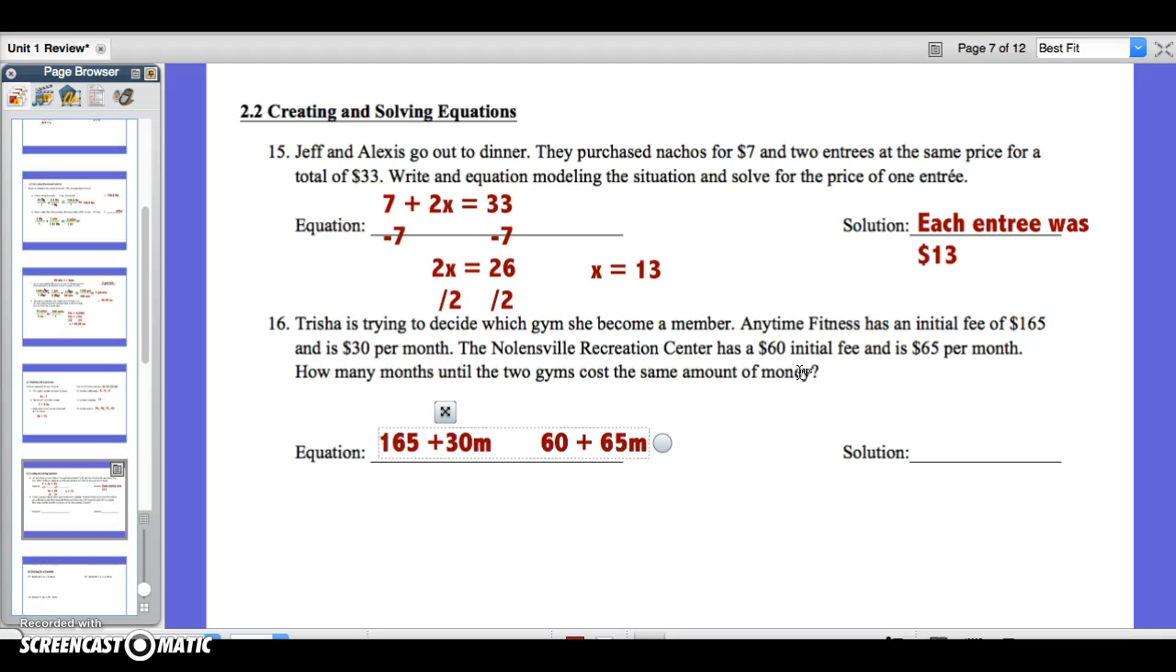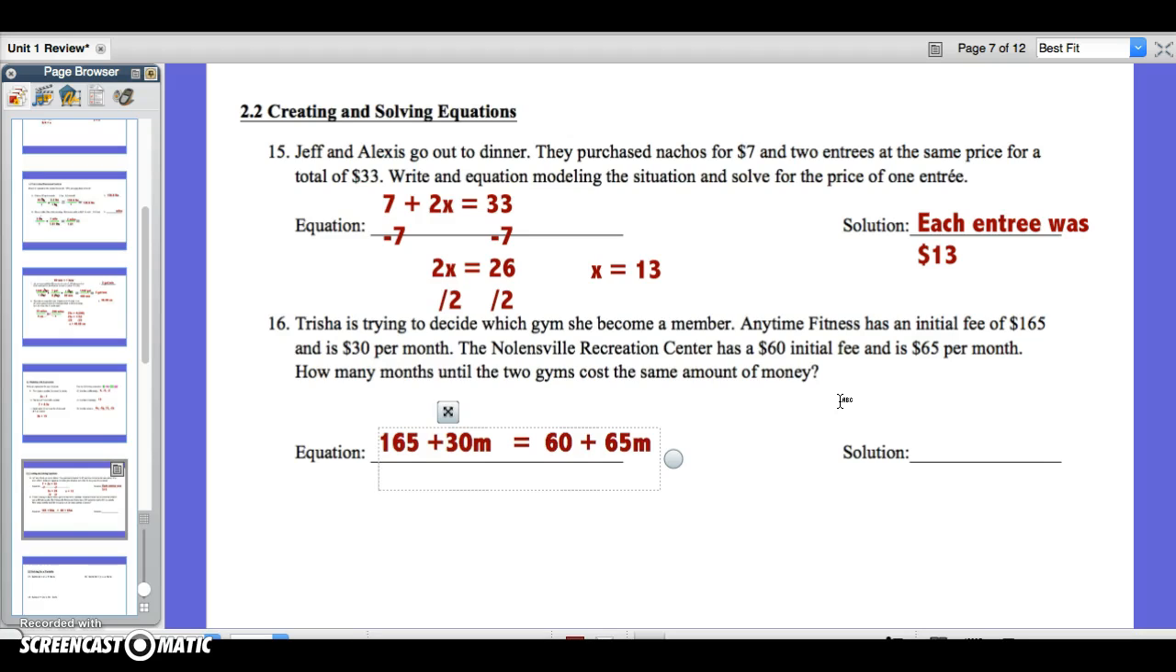Continuing to read this question, it says, when will these two gyms cost the same amount? When it says the same amount, I know that I want to set them equal to each other because I want to know when they're equal to each other. Okay, so now we have our equation, and now we need to solve.